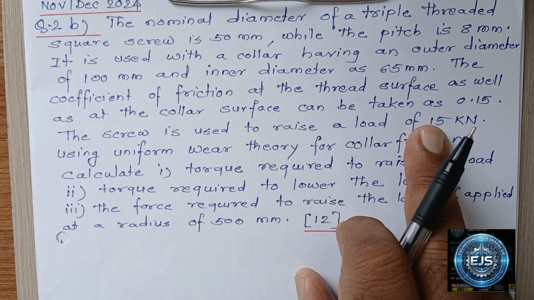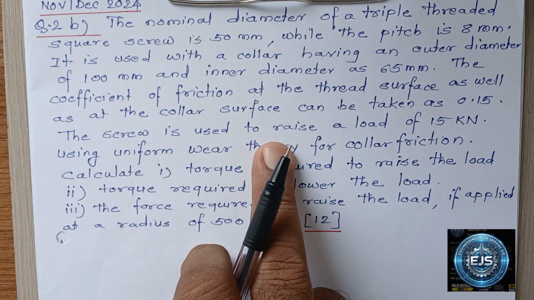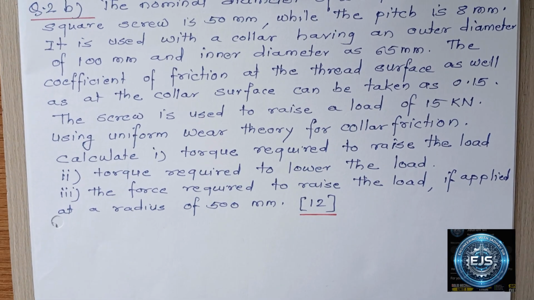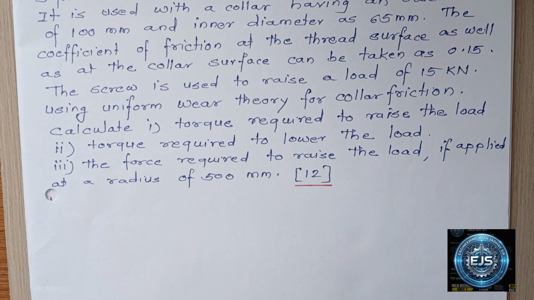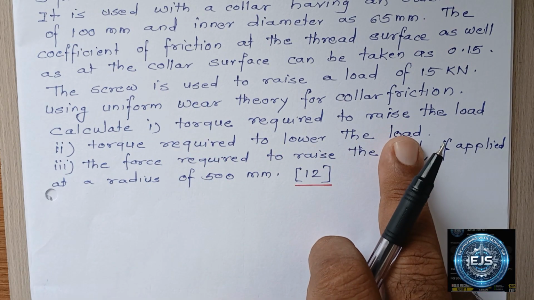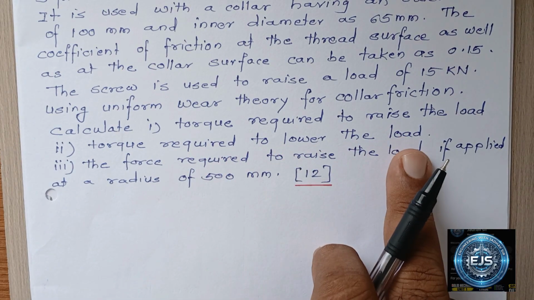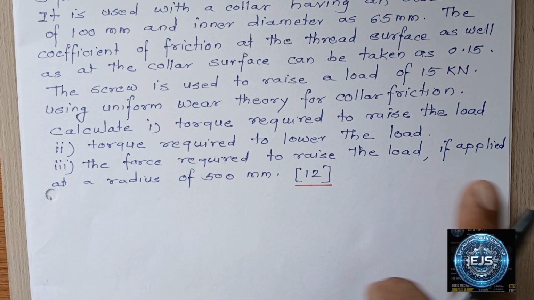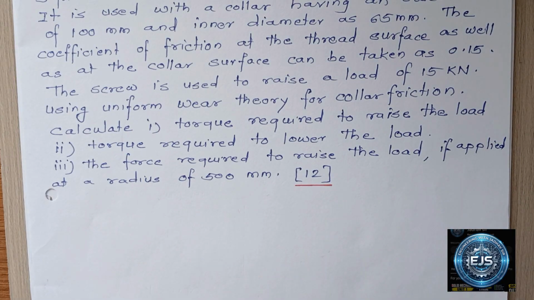द कोएफिशिएंट ऑफ फ्रिक्शन एट द थ्रेड सरफेस एंड एज वेल एज एट द कॉलर सरफेस इज टेकन एज 0.15. म्यू इज इक्वल टू म्यू सी, दैट इज इक्वल टू 0.15 दिया है प्रॉब्लम में। स्क्रू इज यूज्ड टू रेज अ लोड ऑफ 15 किलोन्यूटन। इतना लोड रेज करना है यूजिंग यूनिफॉर्म वियर थ्योरी फॉर कॉलर फ्रिक्शन। Calculate the torque required to raise the load. Second, torque required to lower the load.